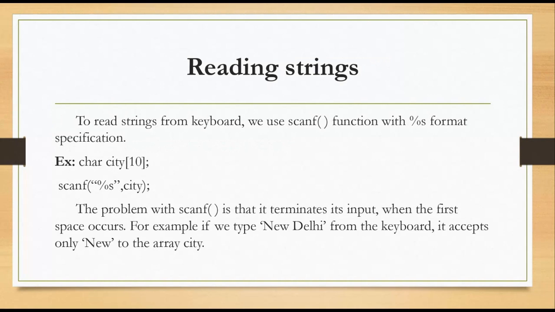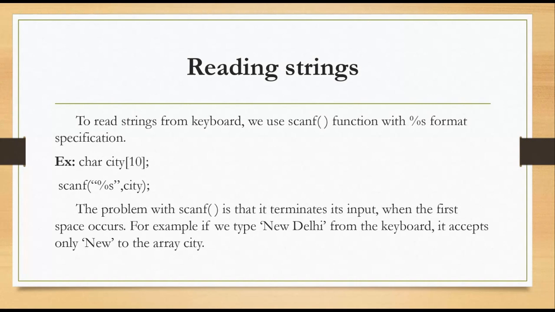Reading strings. To read strings from the keyboard, as usual we use the scanf function, but here the format specifier is %s. We don't have a separate data type for strings. We will be using the same data type char for defining the string, but the format specifier is %s for a string. And this is the scanf function that we can use with the format specifier %s followed by the string name. The problem with the scanf function is that it terminates its input when the first space occurs. For example, if we type New Delhi from the keyboard, it accepts only New into the array.